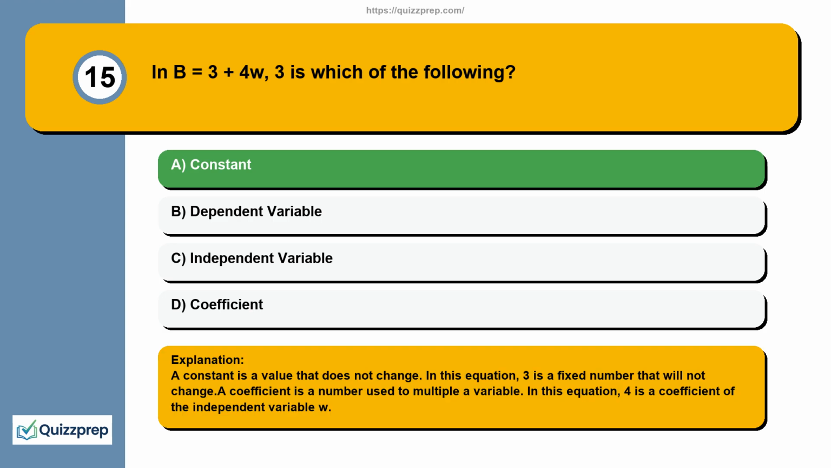A constant is a value that does not change. In this equation, 3 is a fixed number that will not change. A coefficient is a number used to multiply a variable. In this equation, 4 is a coefficient of the independent variable W.